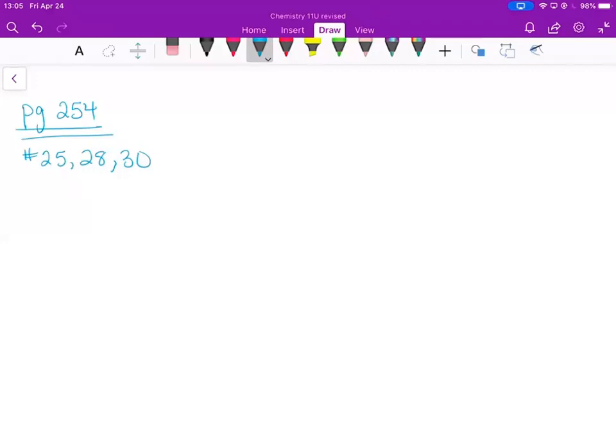This time for 7.2, the limiting reactant questions. And I know these ones are difficult. They can be found on page 254, number 25, 28, and 30.